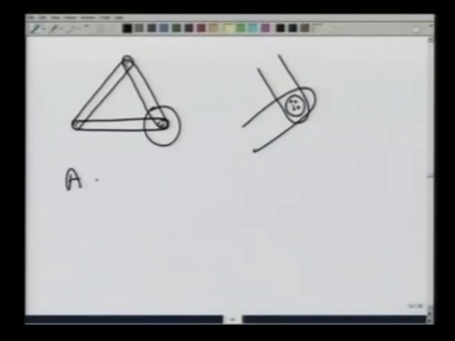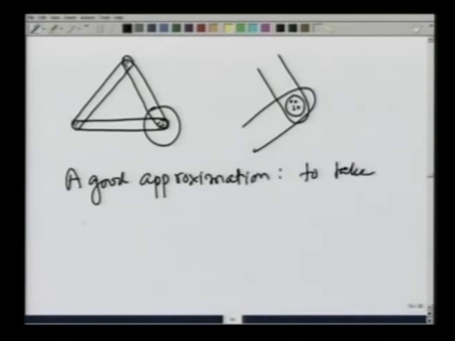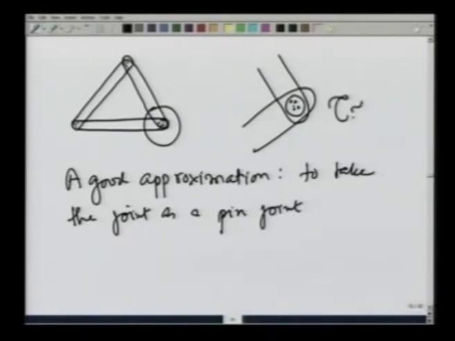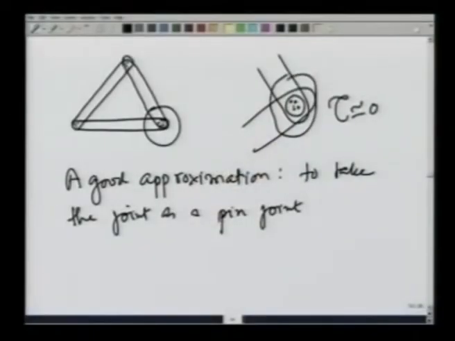So, it is a good approximation to take a joint as a pin joint. Why? Because the width is very small, and therefore, even if there are little forces that are applied by these bolts, the torque produced would be almost 0, negligible compared to the torques that are applied by external forces, and therefore, it is a good approximation. By the way, the plate that is put here, and you will notice it next time when you cross a bridge, is known as the Gusset plate.